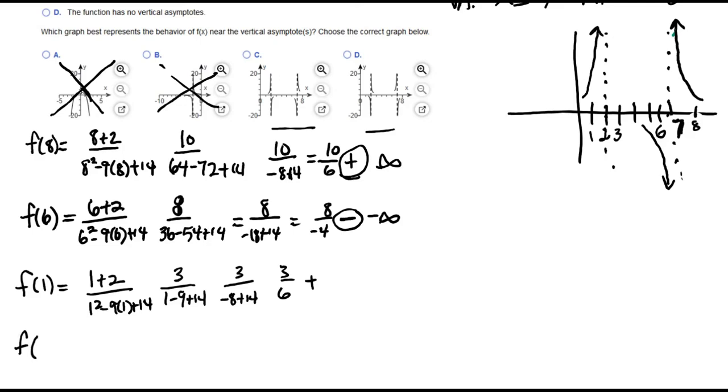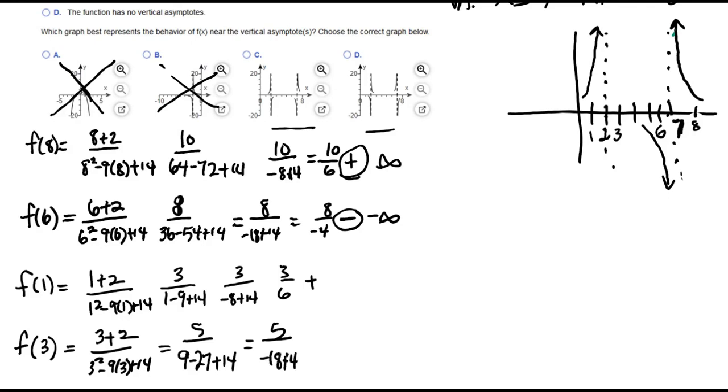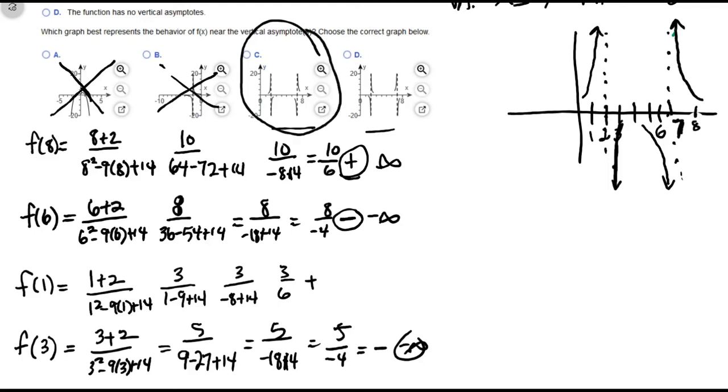And let's see what's happening on the other side. f of 3 is 3 plus 2 over 3 squared minus 9 times 3 plus 14. It's 5 over 9 minus 27 plus 14. That's 5 over negative 18 plus 14. That's 5 over negative 4. That's a negative, so it's going to go to negative infinity on this side. And that matches graph C.